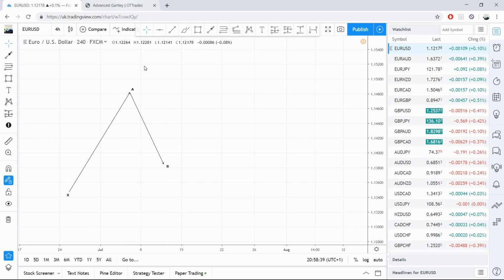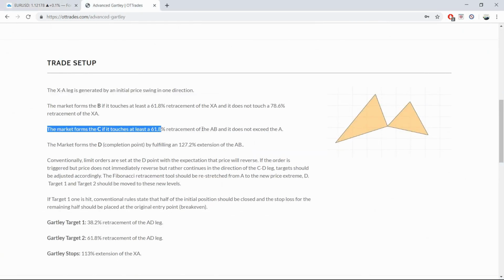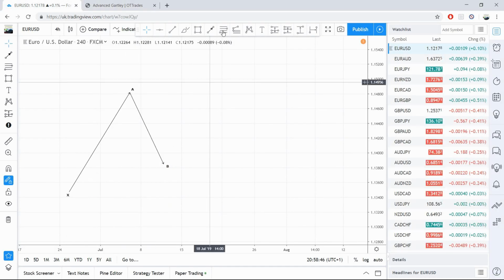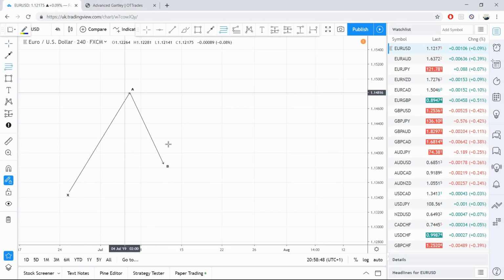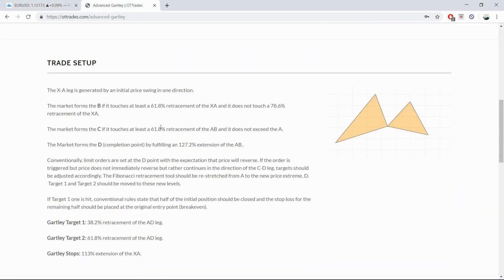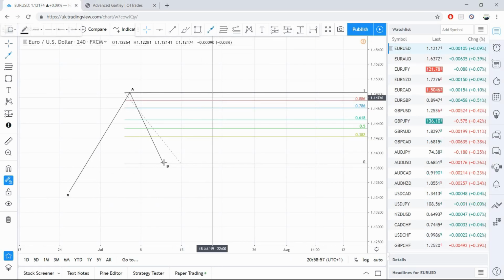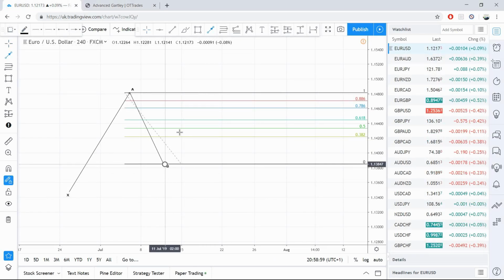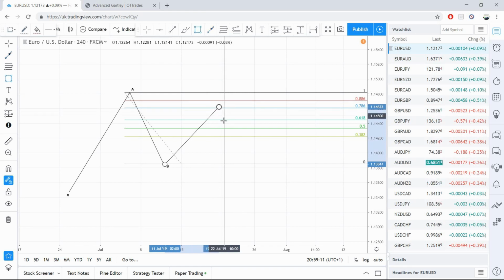Now moving on to our C point. The market forms a C point if it touches at least a 618 retracement of A to B and does not exceed A, or 100%. So stretch our Fibonacci retracement tool from A to B. Again, a 618 retracement of AB and does not exceed A. So we're looking for price to come up to at least 618, this green line here, and cannot exceed A, or the 100% retracement of this A to B leg. So we're looking for price to fall within this red box again here.